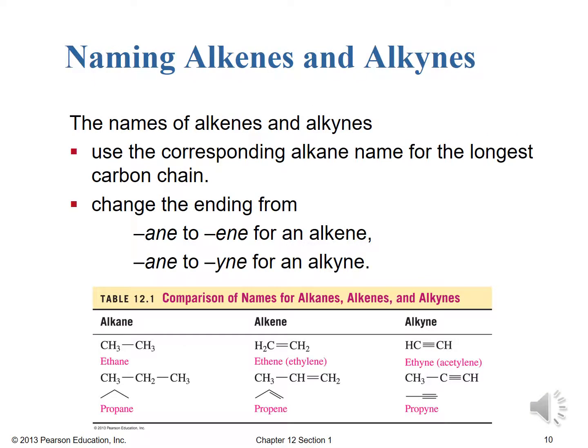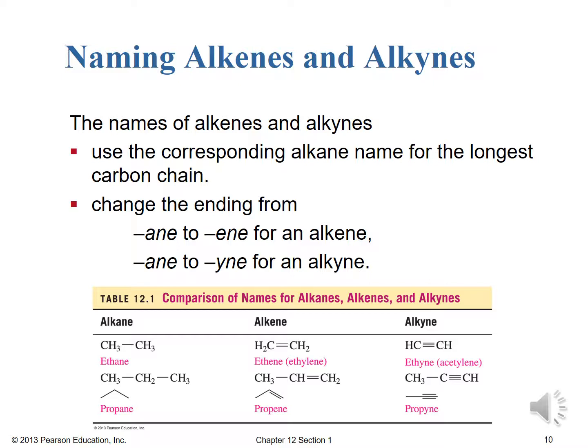So we struggled with naming last chapter, and hopefully you got those conventions down, and as long as you have that firm foundation of alkane naming, then there's not a whole lot of change here for alkenes and alkynes. Just like in alkanes, we're looking for the alkane name for the longest carbon chain. And then because these are not alkanes, we're going to have to change the ending of that alkane name to -ene for an alkene, E-N-E at the end, or -yne for an alkyne, Y-N-E at the end.